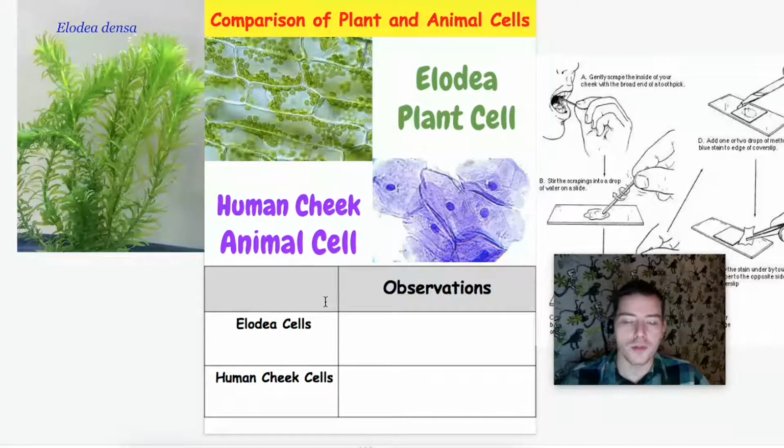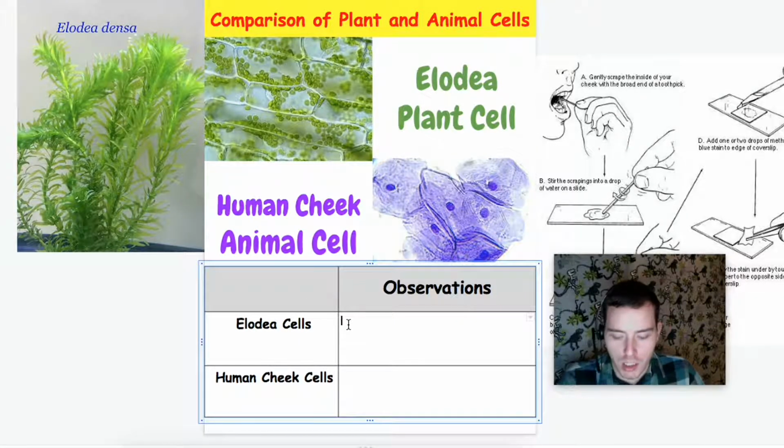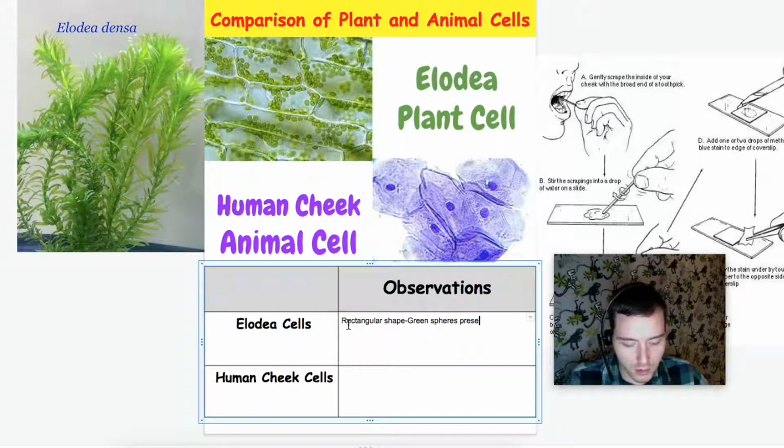So let's make some observations. So Elodea. So we can say rectangular shape, green spheres present inside cell. We could say clear with some green. And also type down any other observations that you see in our Elodea.